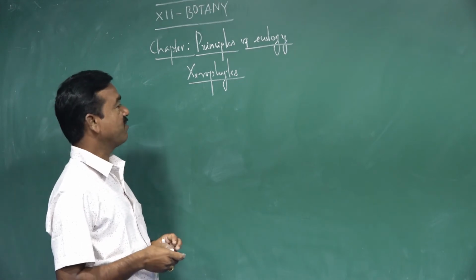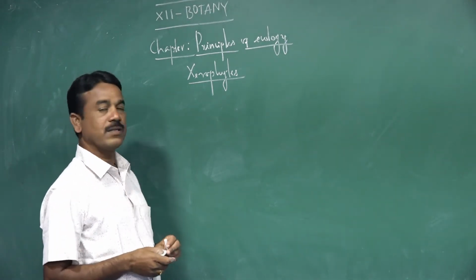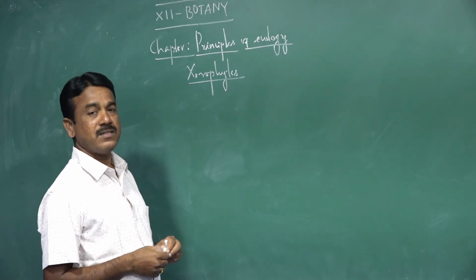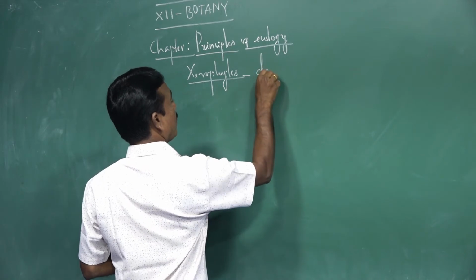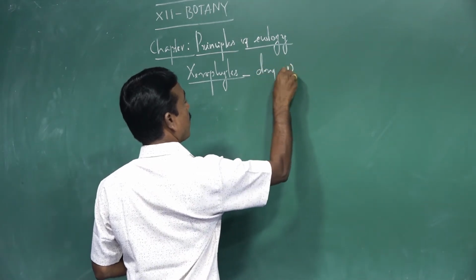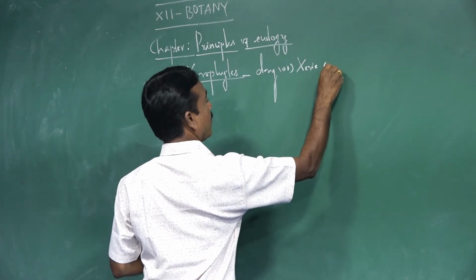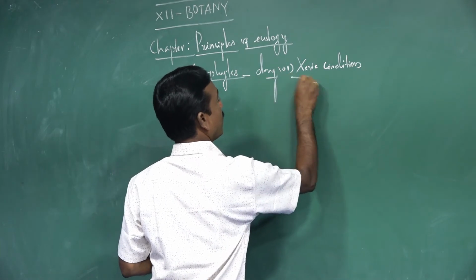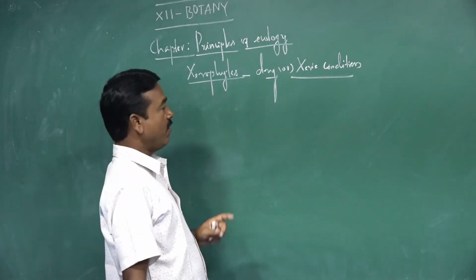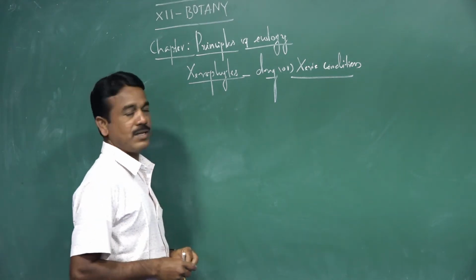So what is the definition of xerophytes? They are commonly classified as the plants which are living in dry or xeric condition. What is it called? The plants living in dry or xeric condition are commonly called xerophytes.